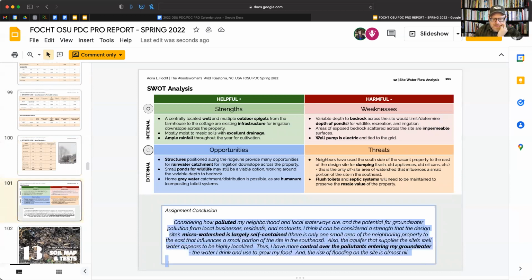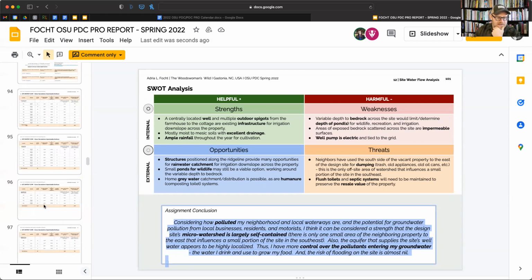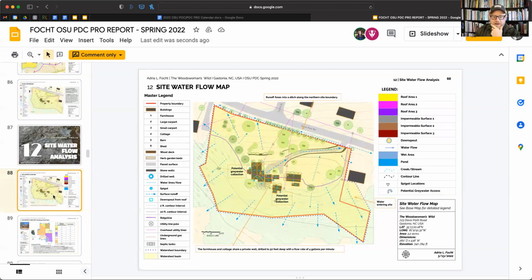We're considering how polluted my neighborhood and local waterways are, the potential for groundwater pollution from local businesses, residents, and motorists. I think it can be considered a strength that the design site's micro watershed is largely self-contained. There's only one small area of the neighbor's property to the east that influences a small portion of the site in the southeast. So I have more control over the pollutants entering my groundwater, the water I drink and use to grow my food, and the risk of flooding on the site is almost nil. So this is a really well done, really well thought out area and material.